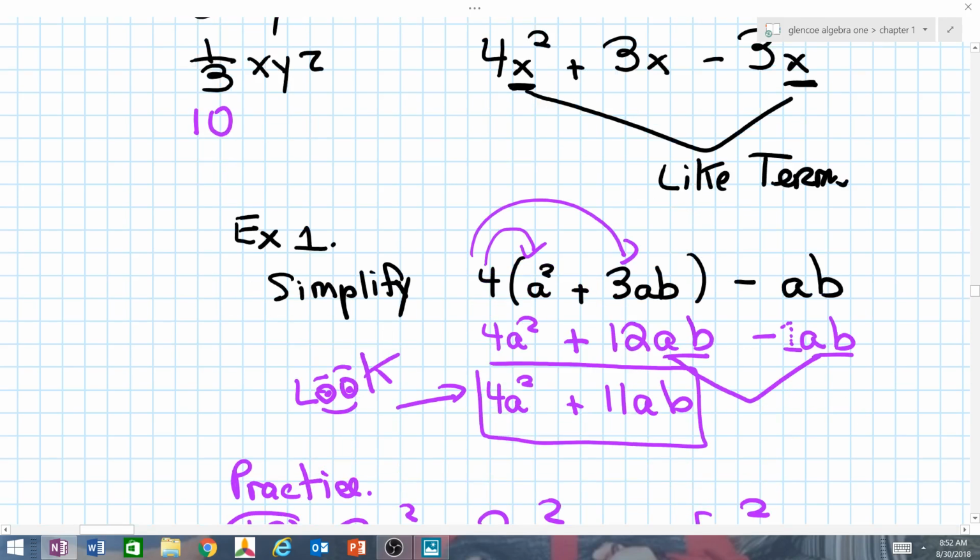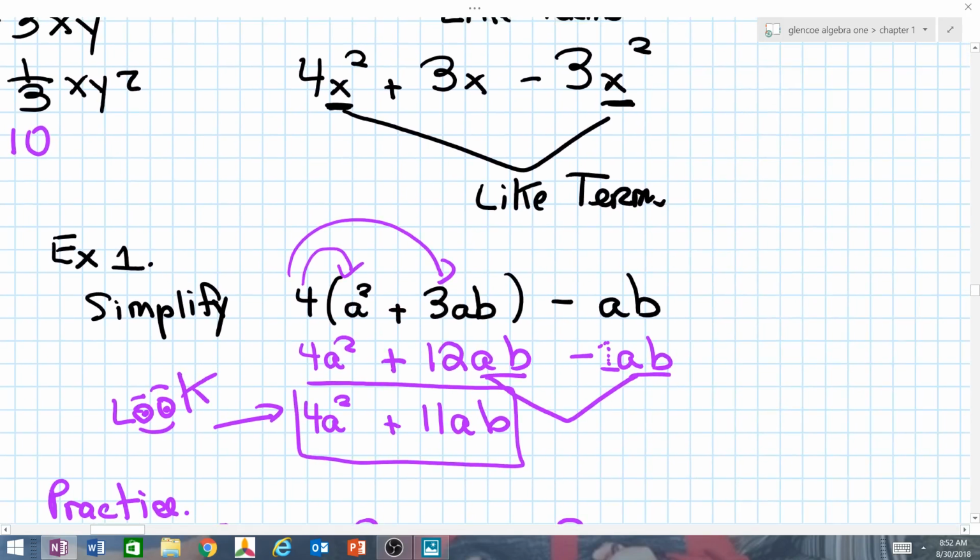So if we wanted to simplify an expression, such as 4 times the quantity a squared plus 3ab minus ab, the first thing we're going to do is multiply 4 times a squared, which gives us 4a squared, plus 4 times 3ab, which gives us 12ab, minus ab. Now we've gone ahead and put a 1 in front of the ab. Remember, when there is no coefficient in front of a variable, there is one of them.